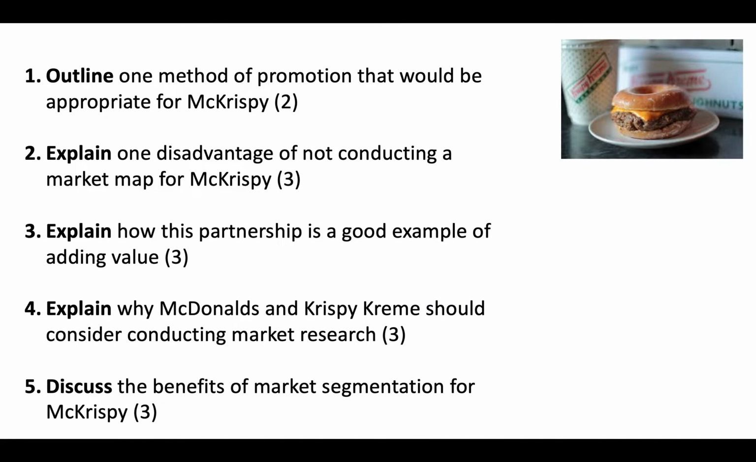These are some of the command words in different types of questions you could get for this case study. So you've got an outline question, explain, and discuss question here with the number of marks next to it. So outline one method of promotion that will be appropriate for McCrispy. It's telling you exactly what to do. So you're going to give one method of promotion, and then say why that's going to help McCrispy, and that's 2 points there. So to get your 2 marks, and vice versa, and then you do the same for the other points there as well on the other questions.